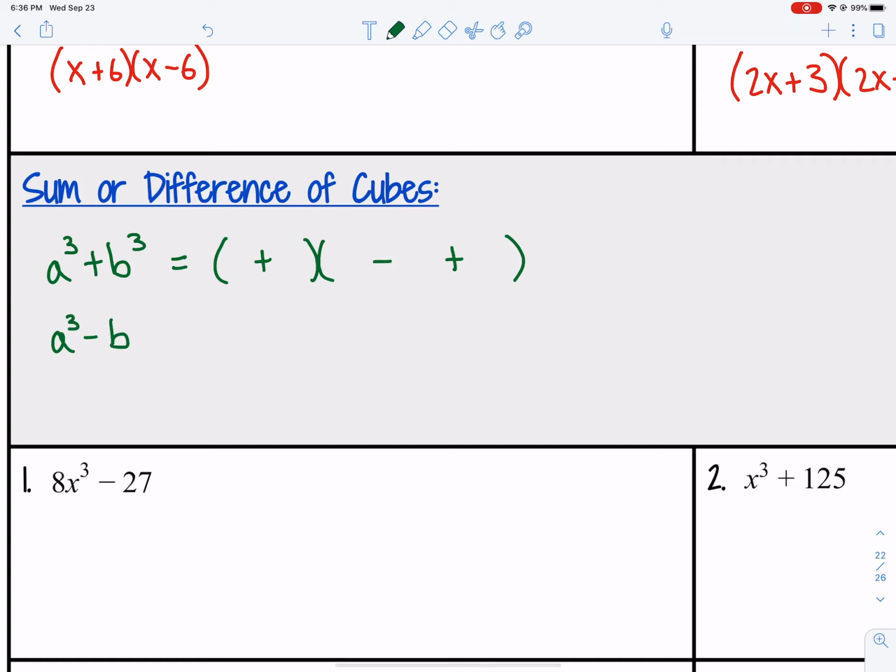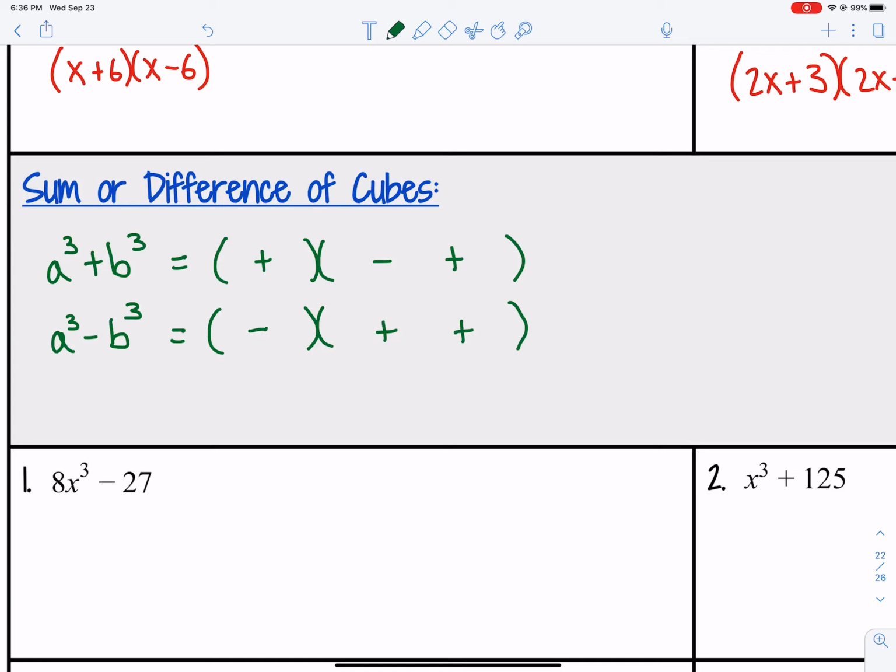minus b cubed, so the difference of cubes, because you can factor either one. For squares, you can only factor the difference of two squares. But for cubes, you can factor sum or difference of cubes. My signs, it's going to be a binomial and a trinomial factor still, and my signs will be minus, plus, plus.